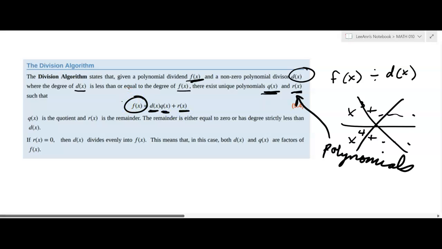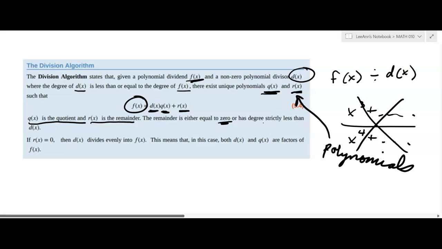And that's what we talked about earlier with the division algorithm. But now you have to think of them in terms of polynomials. Okay, Q of x is the quotient and R of x is the remainder. Okay, the remainder is either equal to 0 or has a degree that's less than the divisor.